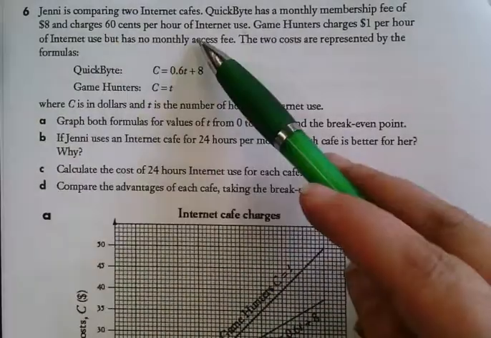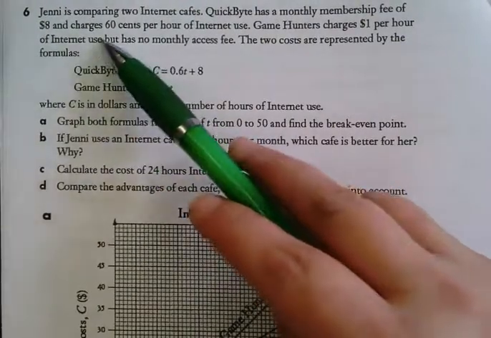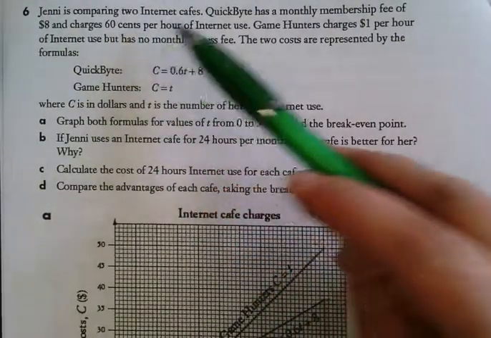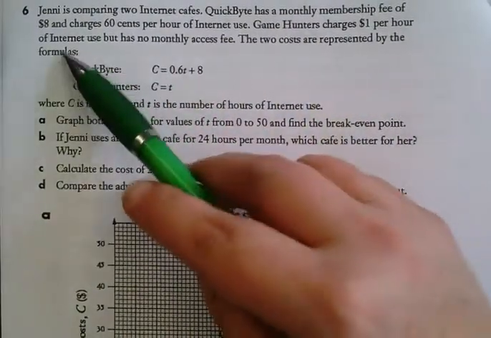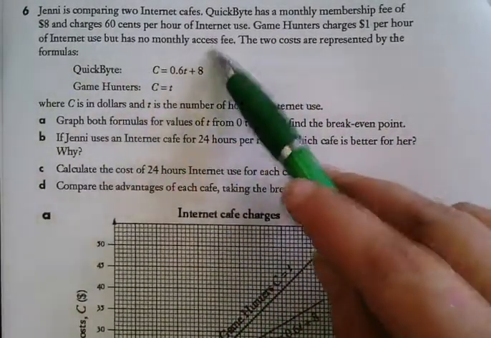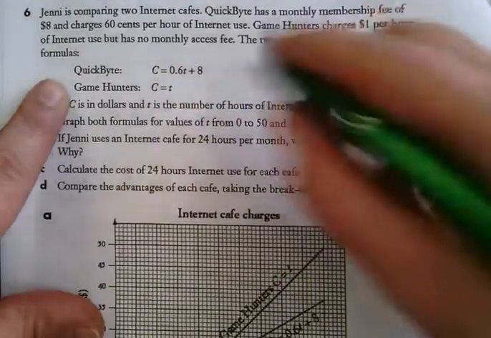Jenny is comparing 2 internet cafes. QuickBite has a monthly membership fee of $8 and charges 60 cents per hour of internet use. And Game Hunters charges $1 per hour of internet use, but has no monthly fees. Now let's see how they get these formulas.